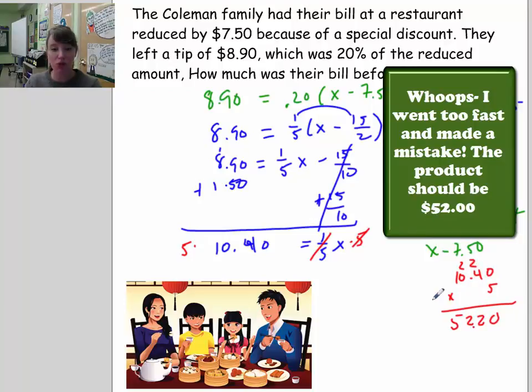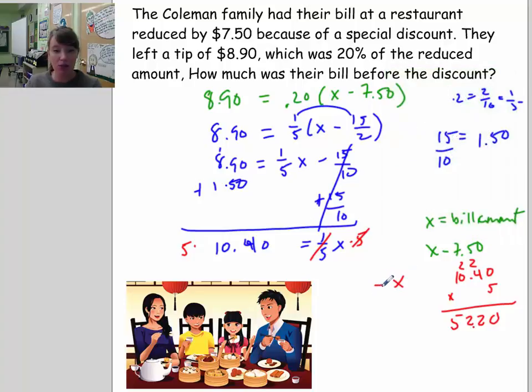So 52.50. So X here is equal to $52.50. Okay, so the original amount was $52.50. I took away $7.50, and that's the end of the lesson for today.